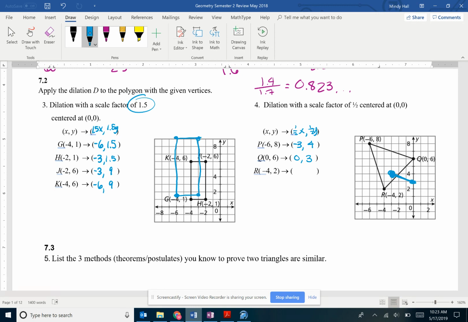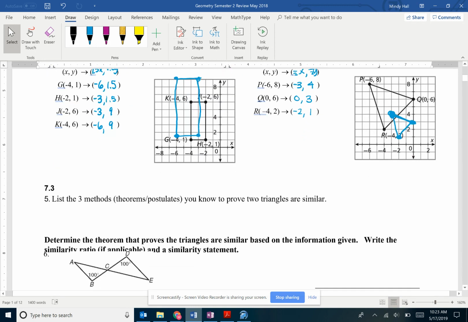And then -4 times 1/2 would be -2. And 2 times 1/2 would just be 1. So -2, 1. Boop, boop. There we go. And that's it. And just one thing to consider is that if your scale factor is bigger than 1, you should be getting a bigger shape. If it is smaller than 1, then it should be making it slightly smaller.